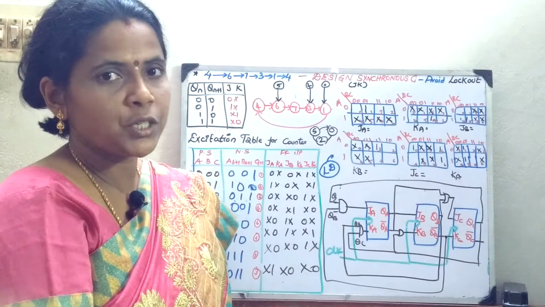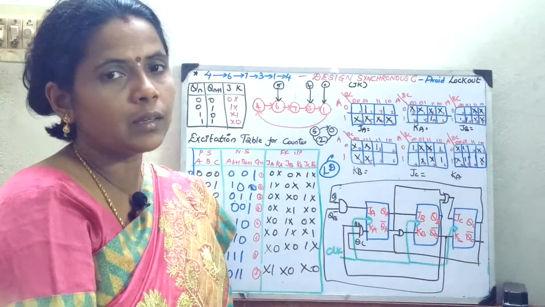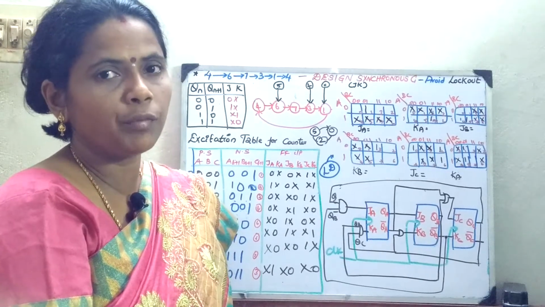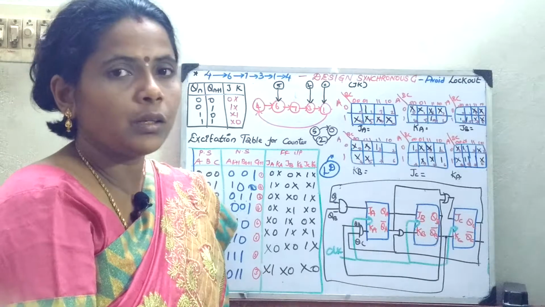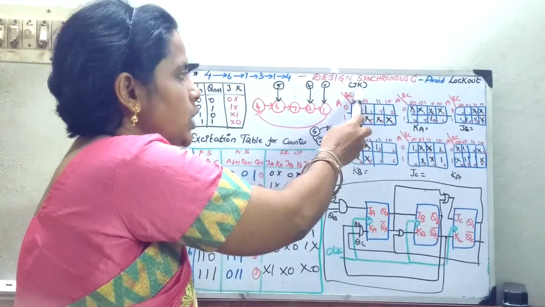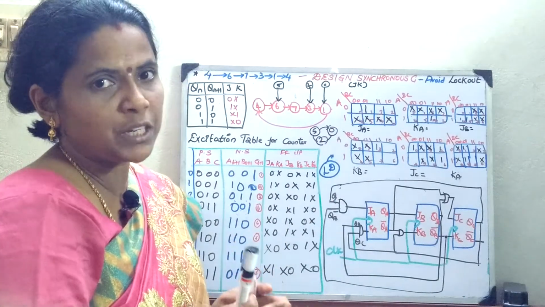In the last session, we saw how to design a synchronous counter, that too by changing the modulus. You have seen the modified counter. In today's session also we will see designing a synchronous counter using JK flip-flop, but it is a special case.